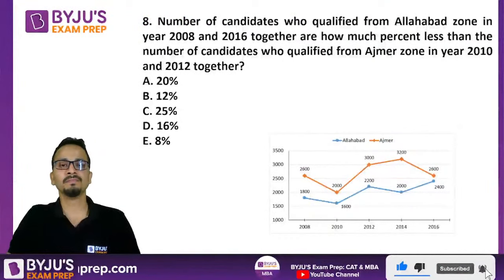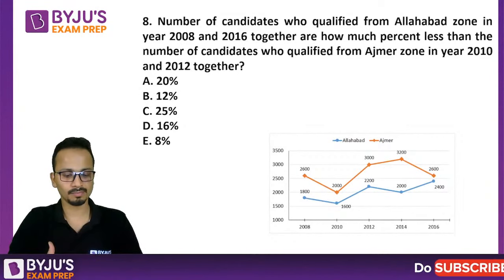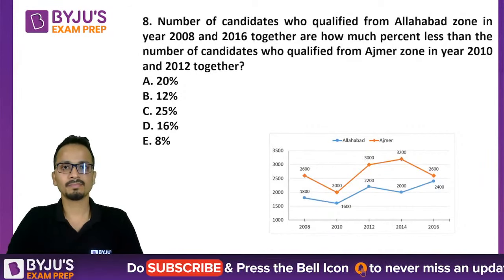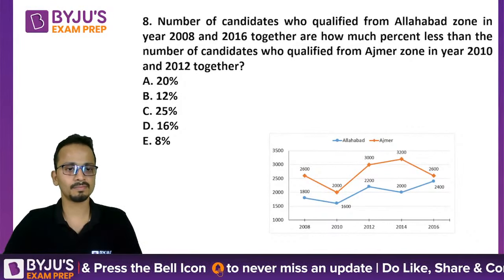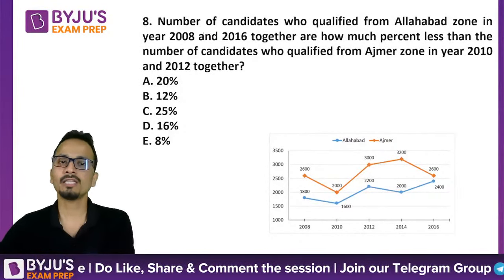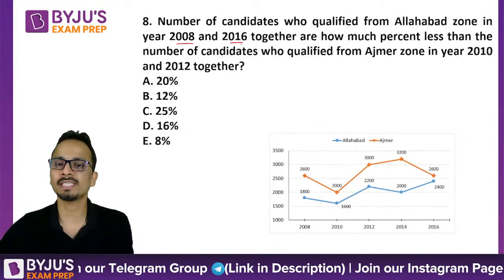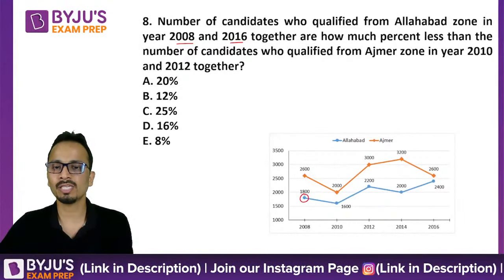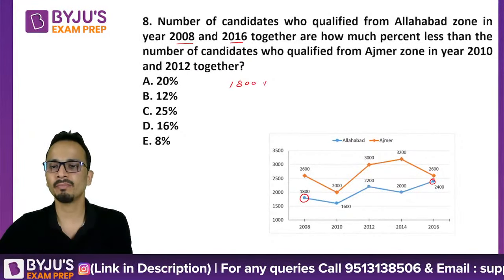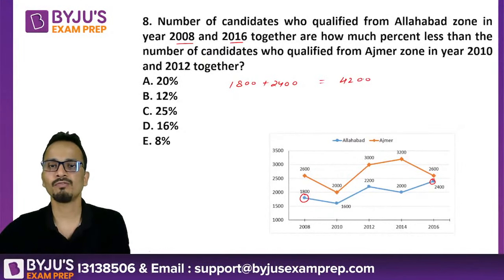Question number 8. Now, the number of candidates who qualified from the Allahabad zone in the years 2008 and 2016 together. So, Allahabad 2008 and 2016 together. So, this is 1800 plus 2400. All right. So, this will come out to be 4200.